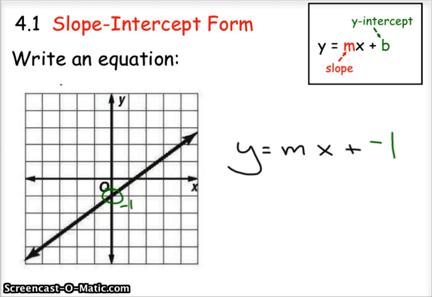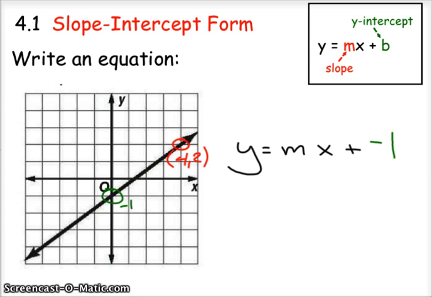The next thing I'm going to do is try to find my slope. The slope can be a little trickier. What I'm going to look for is another point on this graph that's nice, as in it has whole number coordinates. And in this case, that place would be right up here. So the first coordinate here is at 0, -1. This one up here is going to be at 4, 2.